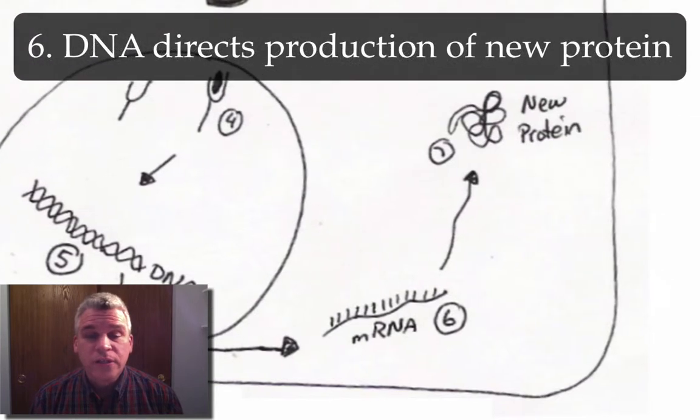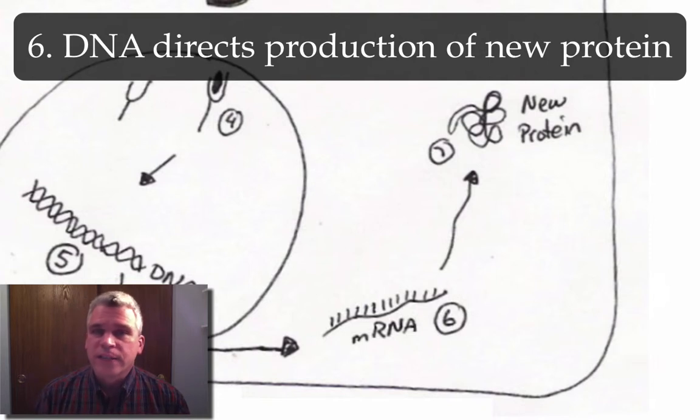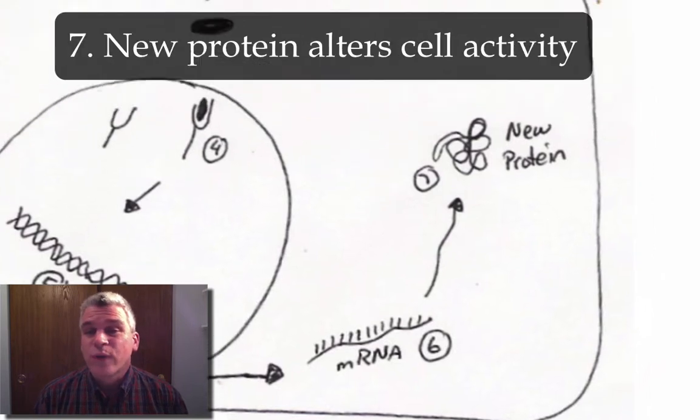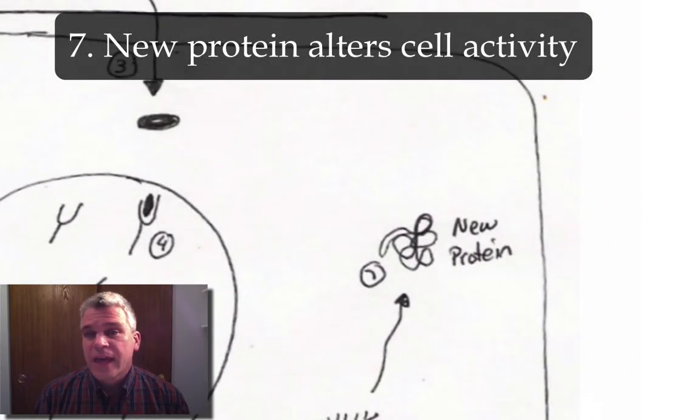When these genes are switched on, the DNA is going to allow for protein synthesis to take place in step six. This will require transcription of the DNA into messenger RNA, and then that goes out to the ribosomes at step seven, and translation takes place where a new protein is going to be made. Now that protein is going to alter the activity in the cell, depending on what type of protein.